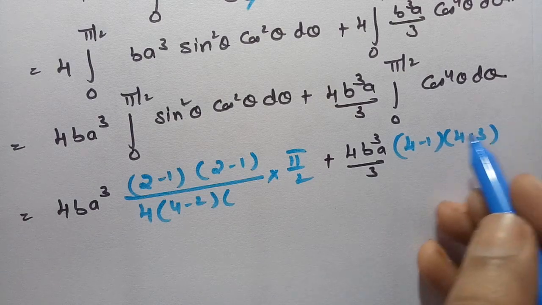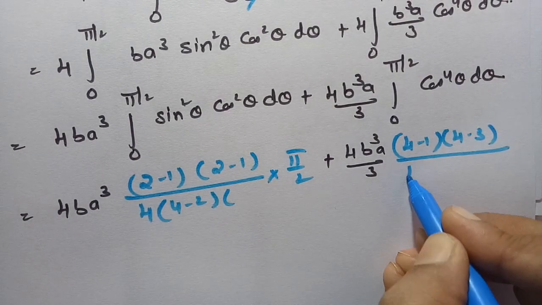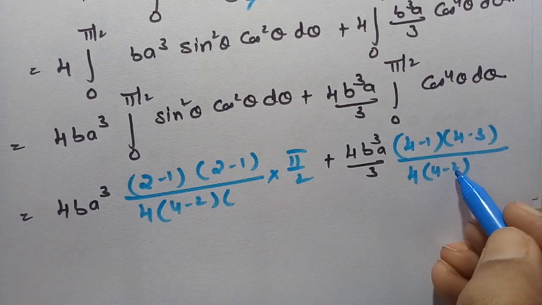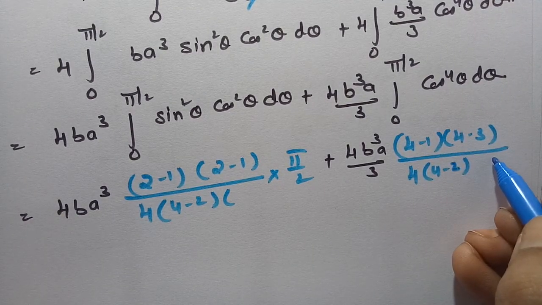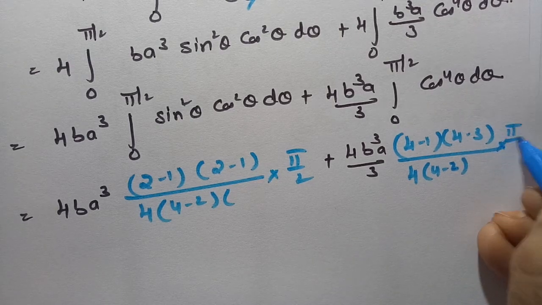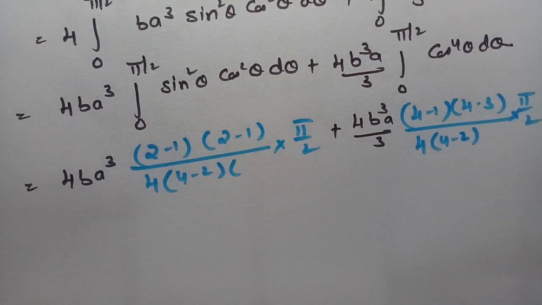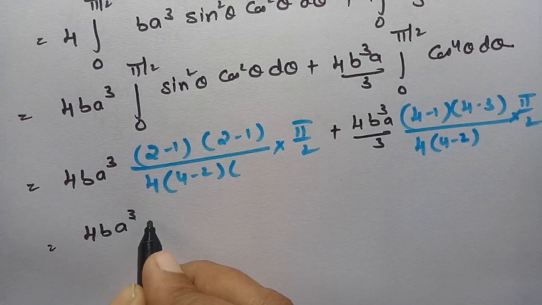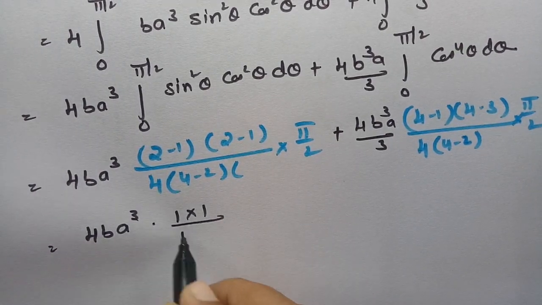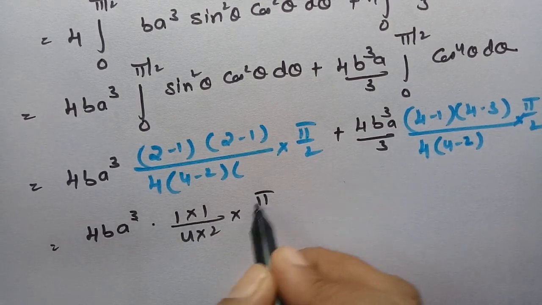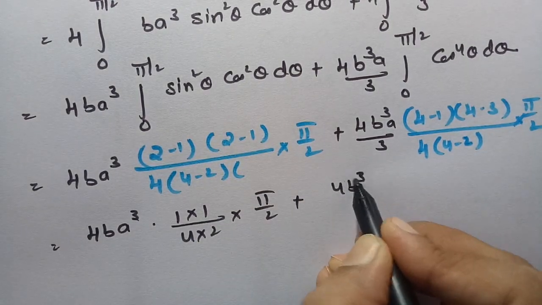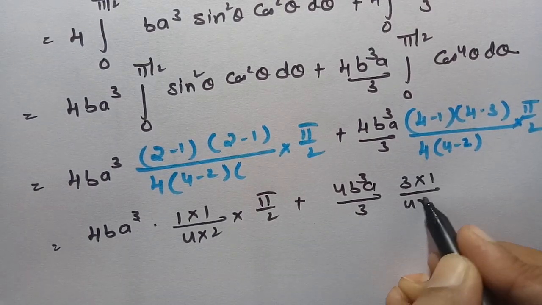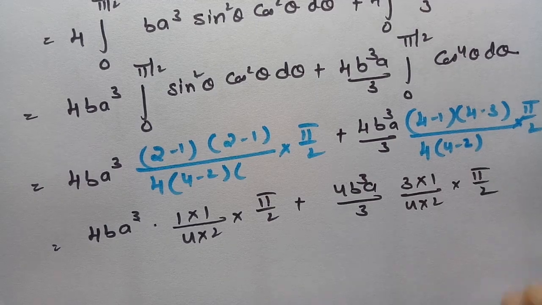Until then you have to keep on taking all the odd numbers, and in the denominator we have to take all the even numbers. So the next number is 4. So after 2 the next number is 4. We'll get 0. So we have to stop and write pi by 2. So this is the answer, that is 4b a cube, and this is 1 into 1 by 4 into 2 into pi by 2. This is 4b cube a by 3. This is 3 into 1 by 4 into 2 into pi by 2.